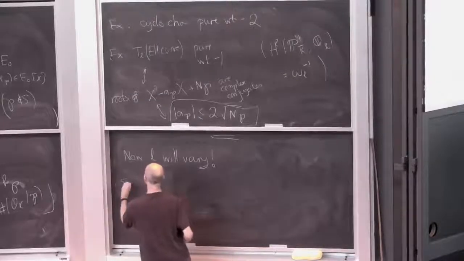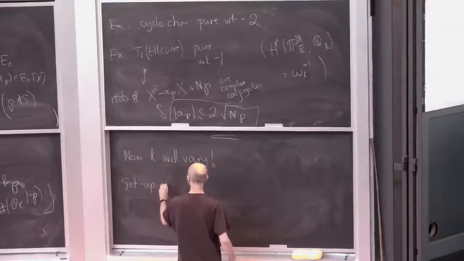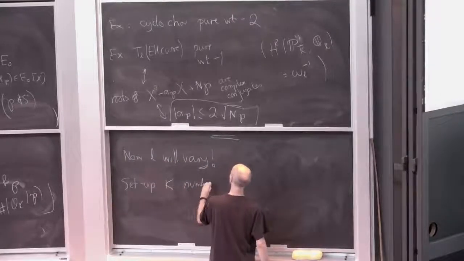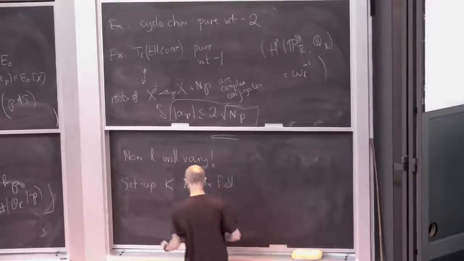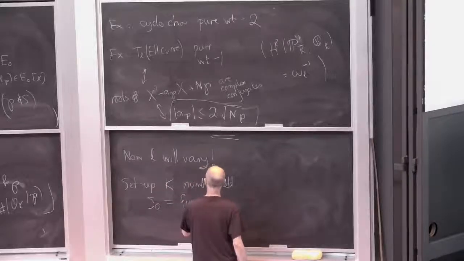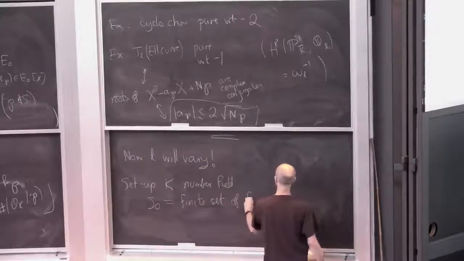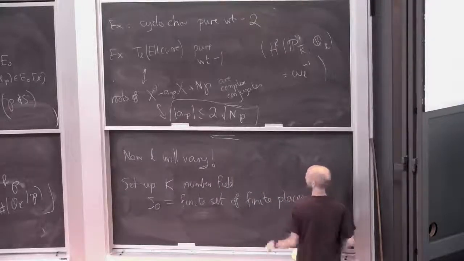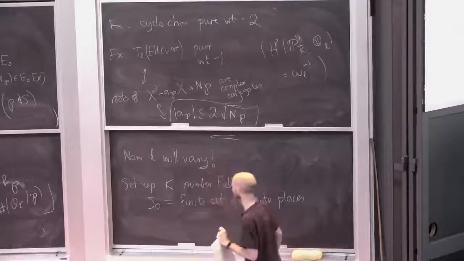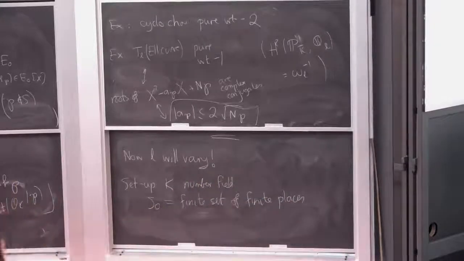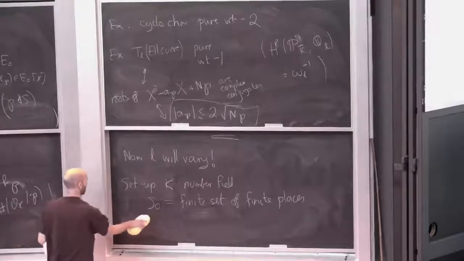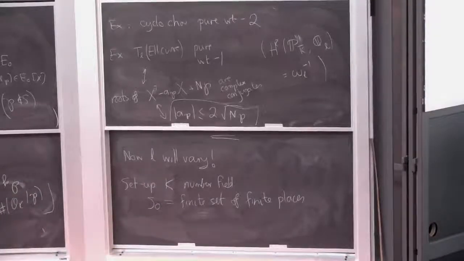So the setup now: you have K a number field. K is Q is fine. S_0 is a finite set of places. This S_0 is just like S. We're going to have an S later, it won't be S_0. Basically, the point is that the l-adic cyclotomic character is really, really badly ramified at l, but I don't want to put l into S. If I put l in S and then I let l vary, I've just put every prime into S. So that's not very good. So I'm going to have an S_0, and then my S will be S_0 union l, basically.